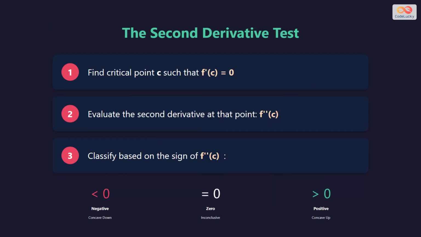Here is the logic of the test. First, you find a critical point, C, where the slope is 0. Then, you plug that value into the second derivative. If the result is negative, it's a maximum. If it is positive, it's a minimum. If it is 0, the test is inconclusive, and we need another method.